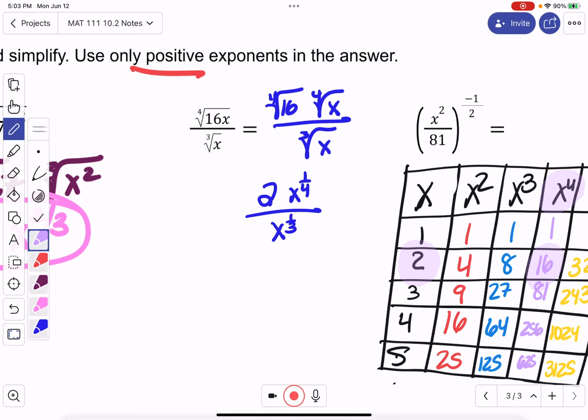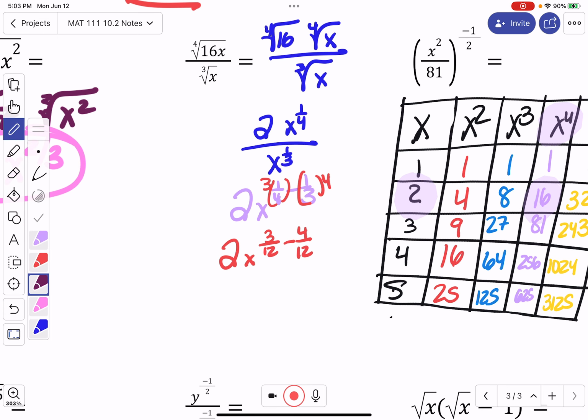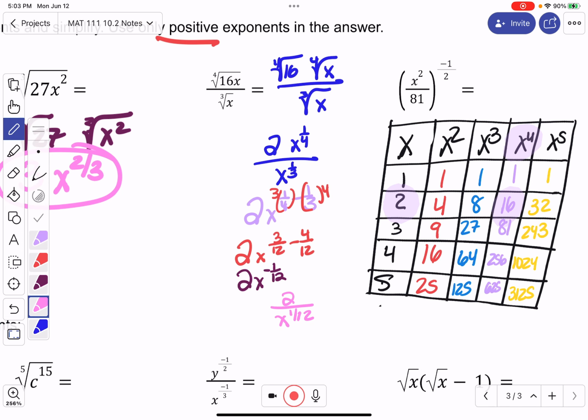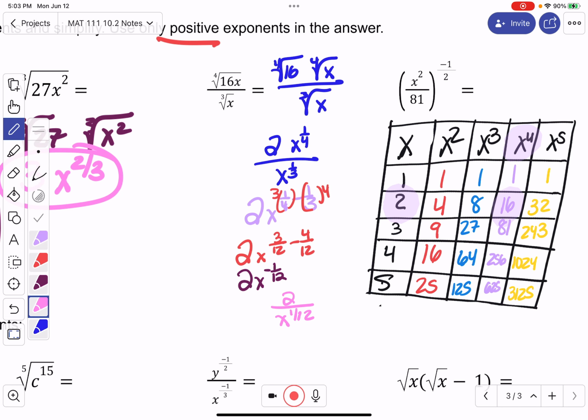Division means we can subtract our exponents. So we're saying 1/4 minus 1/3. To do that, we'd multiply this by 3. So we would get 3 over 12. Multiply this by 4. We would get 4 over 12. 3 minus 4 is negative 1/12. Now that negative is going to bring it to the bottom of the fraction because the direction said only positive exponents. Notice the 2 doesn't move because that exponent is 1. So that has a positive exponent. It's going to stay right where it is.